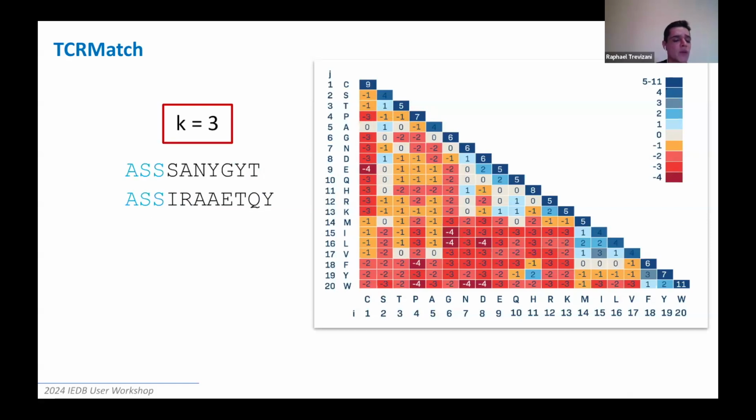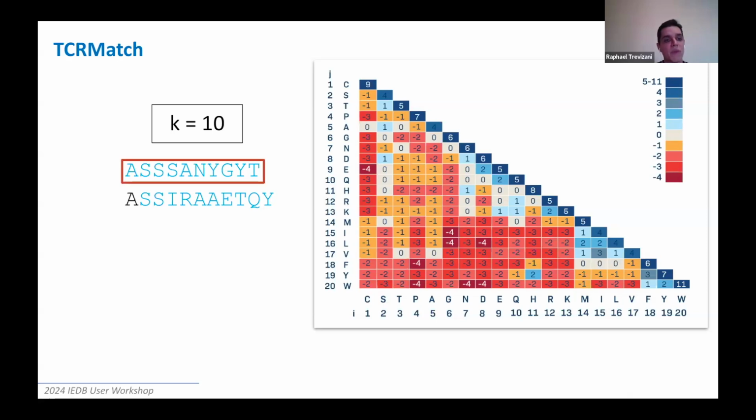Then we switch from k equals 2 to k equals 3, 4, 5, all the way to k equals 10, in which case we only have these two peptides when k equals 10. In this case, we're using k equals 10 as the maximum k-mer because it's the size of the smallest sequence. So we can't go above that.